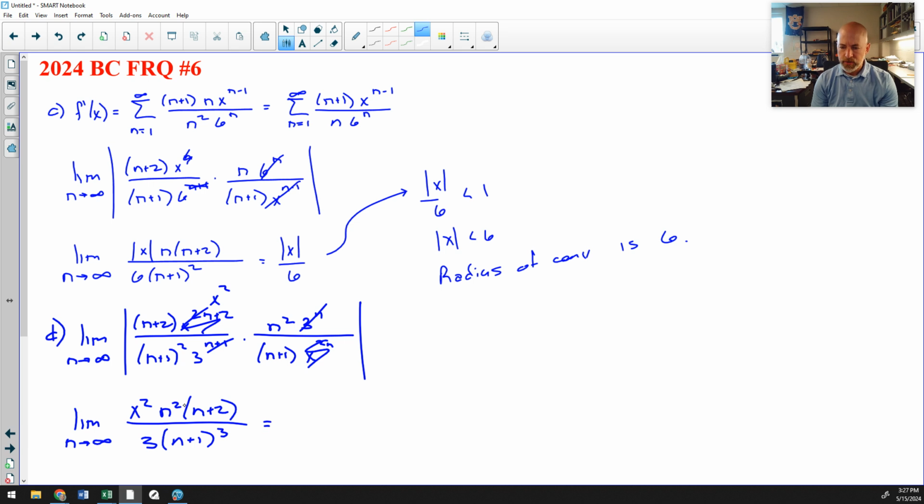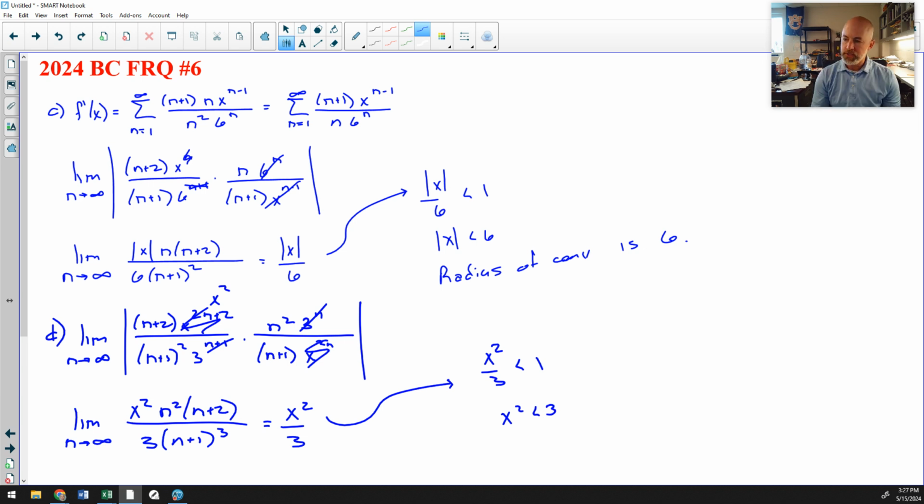And I'm getting an answer to the limit again. Degrees are the same on top and bottom. So the answer to the limit is x squared over 3. And then to find the radius of convergence, I need to find out when x squared over 3 is less than 1. That's going to be when x squared is less than 3.